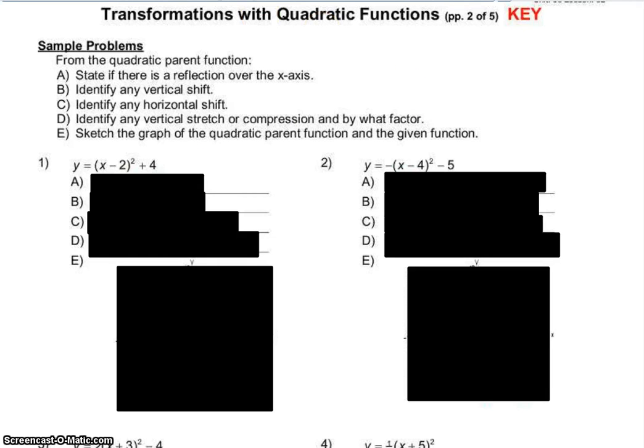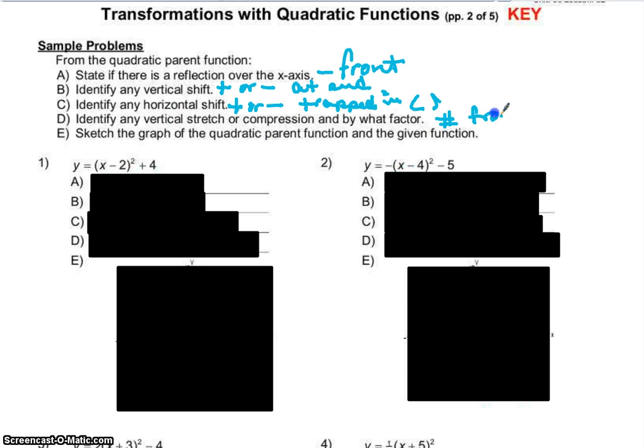So you've got to remember that the reflection over the x-axis would be caused by a negative at the front of the entire problem. A vertical shift is plus or minus a number at the end. A horizontal shift is plus or minus a number trapped with the x in your parentheses. A vertical stretch or compression is going to be a number at the front, and sketching it, you're just going to use all the changes and then figure out how to draw your graph.